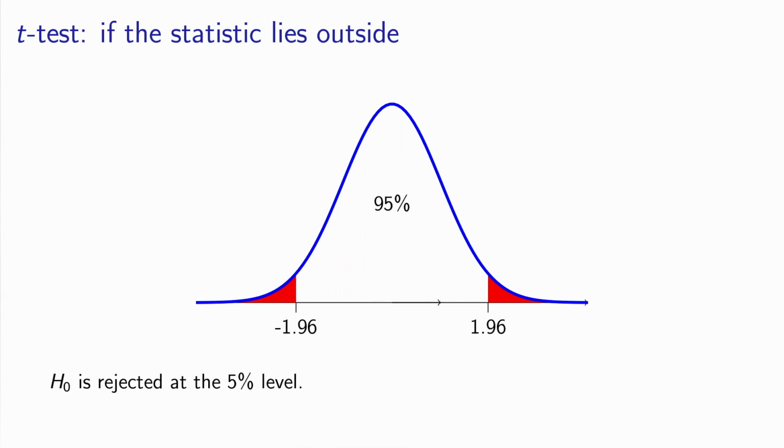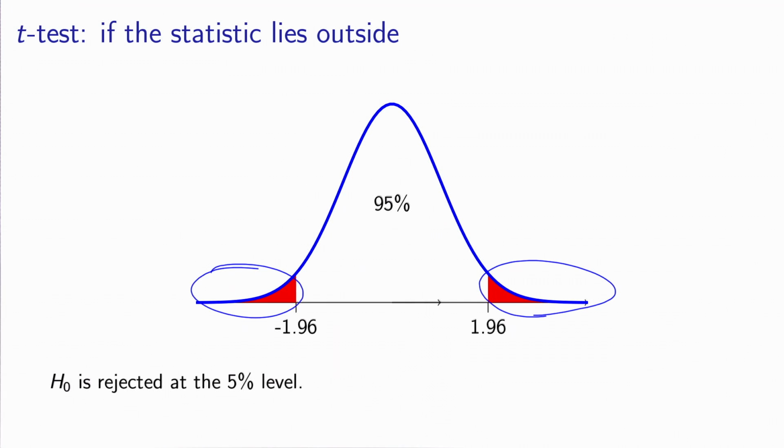Now, if we look at this logical relationship in the other direction, it means that if the statistic lies outside this range, so if we calculate the statistic and its value is below minus 1.96 or above 1.96, then we can safely reject the null hypothesis. We know that we will make a mistake 5% of the time, but this is what we are willing to accept as a margin of error. So this is the idea of the t-test.